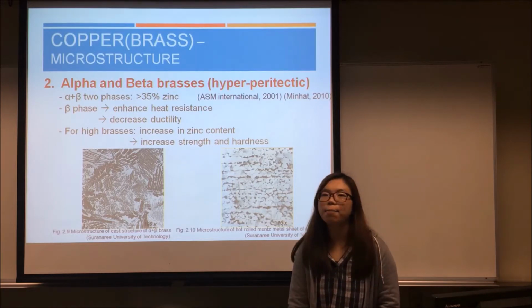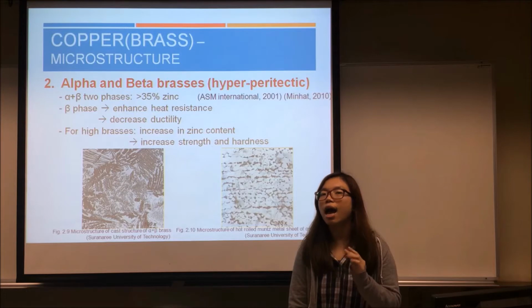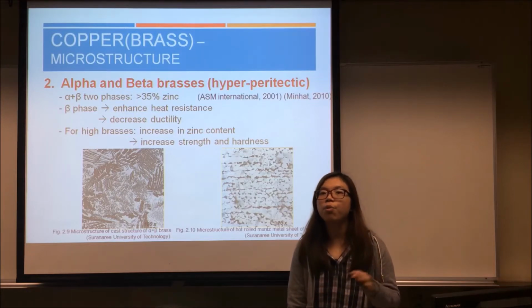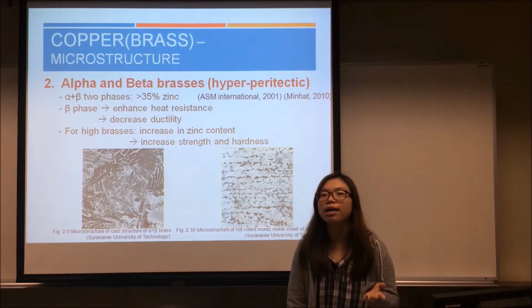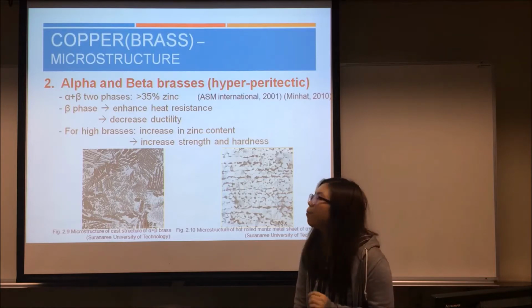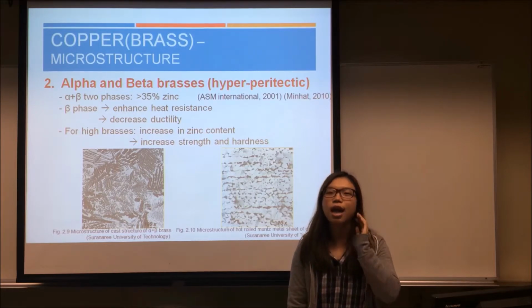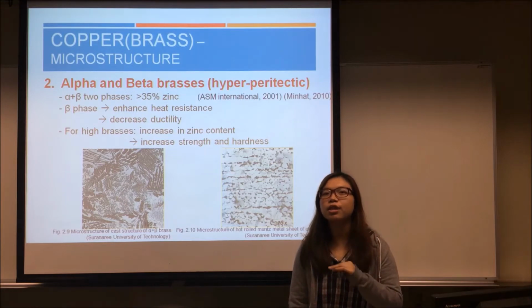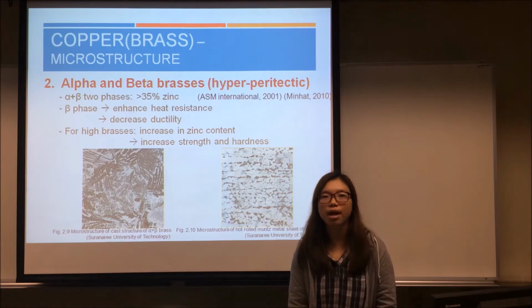Moving to the alpha and beta brasses. The alpha and beta two-phase structure of this brass has a high zinc content, which is more than 35% zinc, in which the beta phase gives the brass a higher heat resistance. For high brasses, an increase in zinc content increases the strength and hardness. However, ductility decreases due to the percentage of beta phase in the brass.